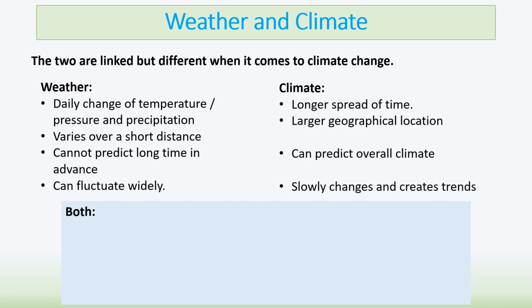The climate, on the other hand, is a longer spread of time over a much larger geographical location. So you might say the climate of the whole planet, the climate of the UK, or the climate of the Northern Hemisphere, but it's a larger geographical location. We can predict the climate overall because we see trends in the way that it's moving, and it has slow changes, which makes predictions quite easy. So even though in the UK the weather was unpredictable during July, as a climate it was the hottest month of July ever seen on planet Earth.